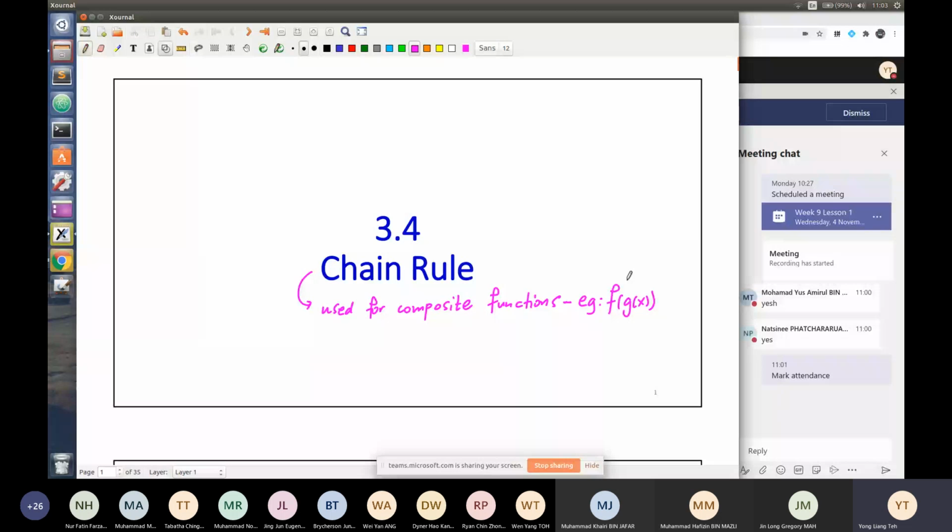So this part is actually pretty important. It is also used to derive implicit differentiation. So it has more uses than just simply being the chain rule.